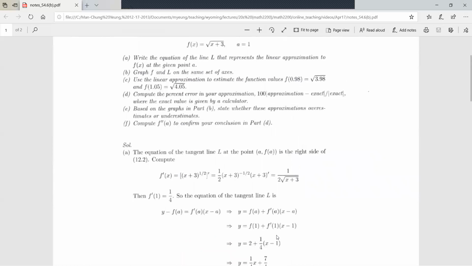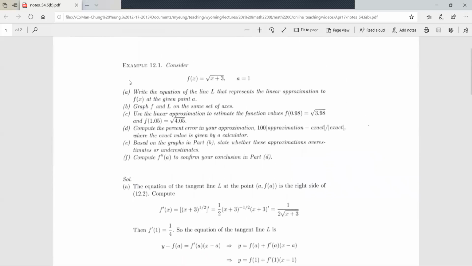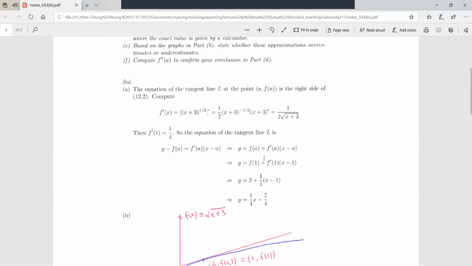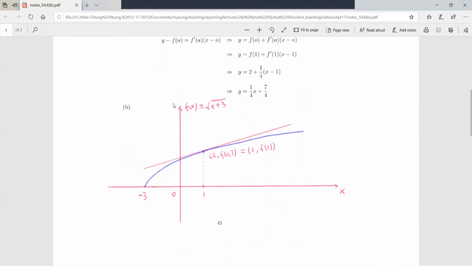This is the answer to A. Question B: graph the function and the tangent line on the same set of axes. I'm done here. This is the answer to B.